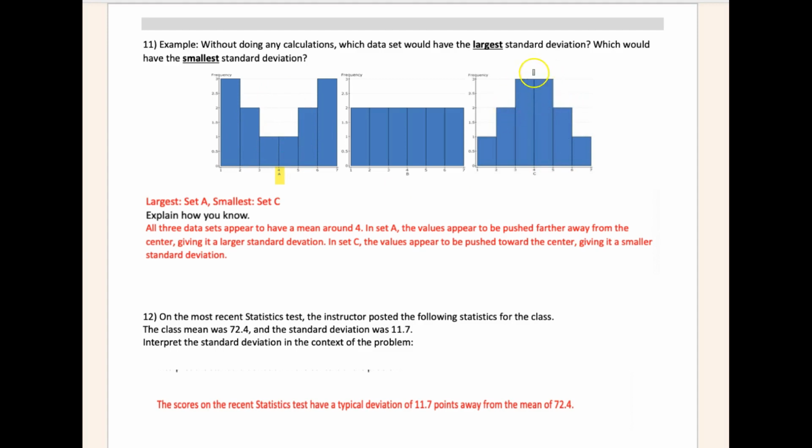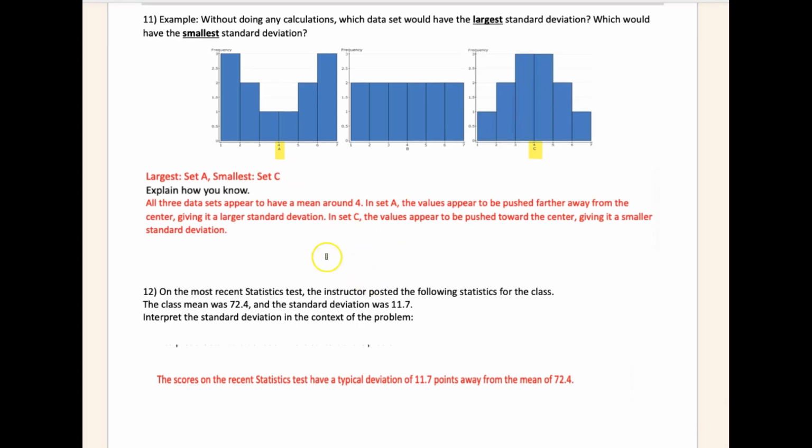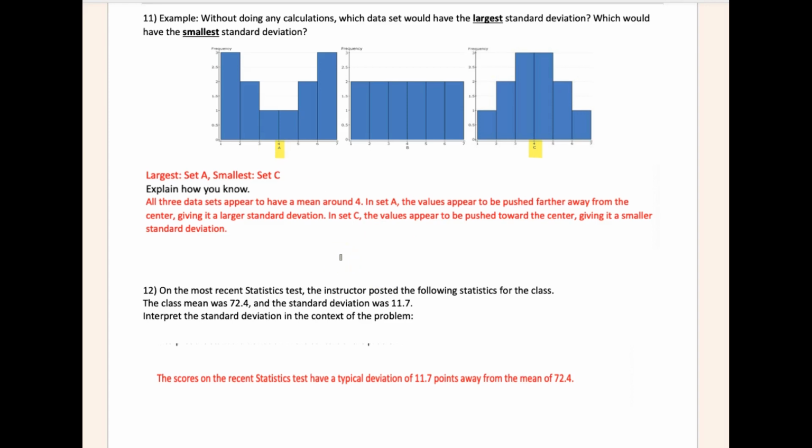This one here has more values close to the mean, and so group C would be the smallest set. And again, it has to do with how close they are to the middle, because the middle is our measure of center, or the mean in that case.